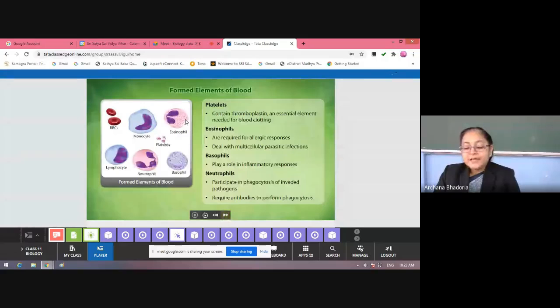Write down, they are phagocytic in nature. Phagocytic, P-H-A-G-O. I hope you are remembering this word now. We did it in membrane transport. Yes, ma'am. Phagocytosis. So they are phagocytic in nature. That is, they engulf and destroy the foreign bodies, and help in developing immunity.